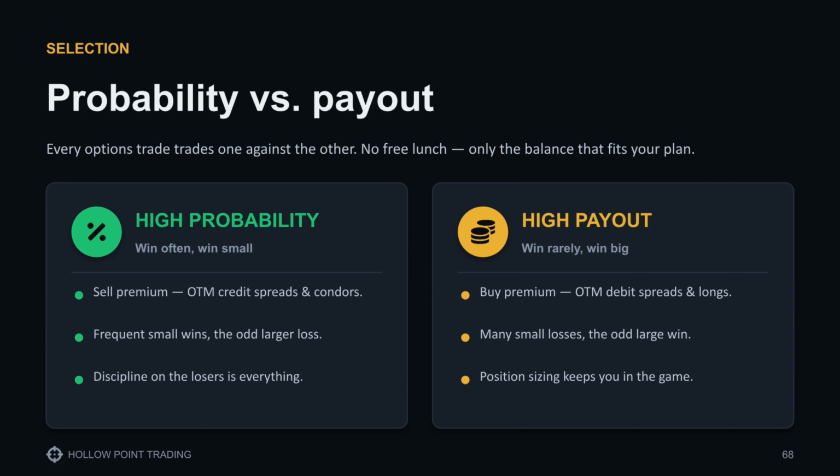Probability versus payout is the ultimate trade-off in options. High probability trades win often, but in smaller amounts, while high payout trades win rarely, but can yield significant gains. Both are valid, but your position sizing must remain disciplined to ensure you survive the losses that inevitably accompany either approach.